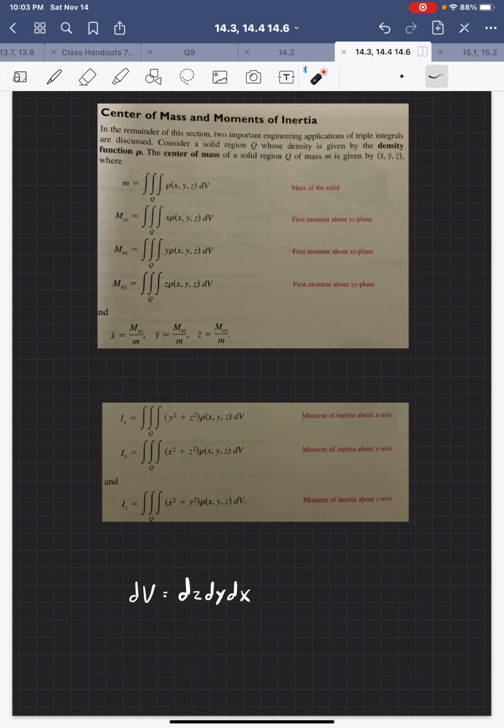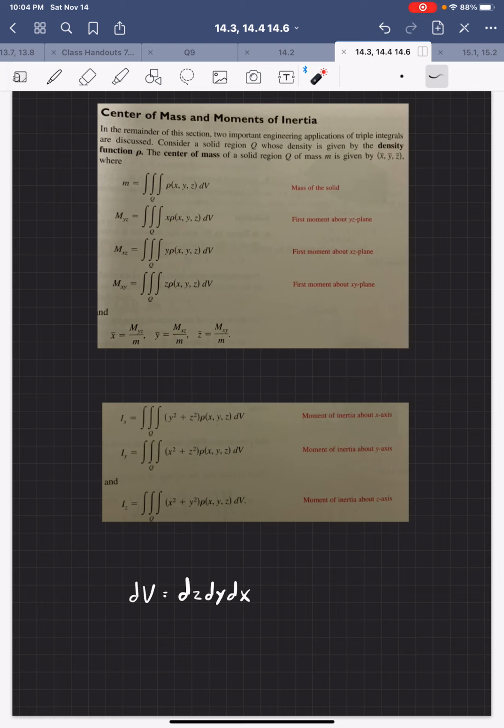Okay. The first moments, notice that each of these moments is about a plane, whereas the second moments, which we'll talk about in a second, are about a line. So the first moments about the YZ, XZ, or XY plane should also look similar. It's just going to be your density function, which will tell you the density at any point on the solid, multiplied by a distance.